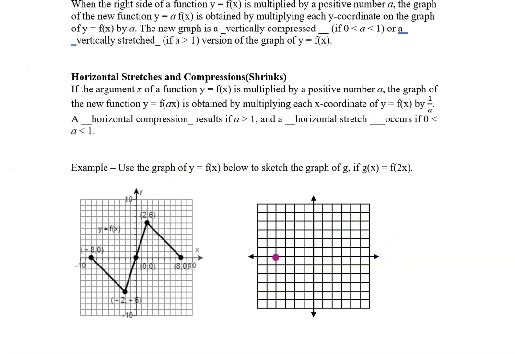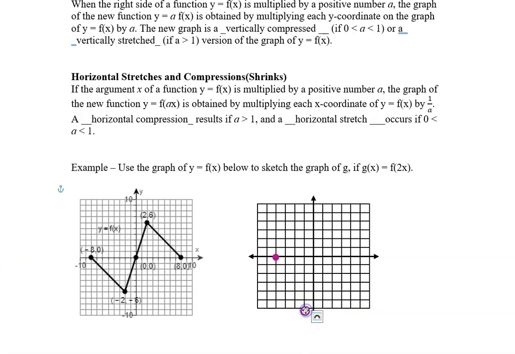So now let's look at our next point on our graph. We have -2, -6. So again, we're going to take our x value of -2. We're going to multiply it by 1/2, or divide by 2, and that's going to give us a point of -1, -6. So we come over here to -1, -6, and we put our point.